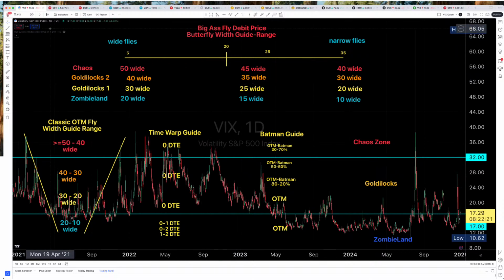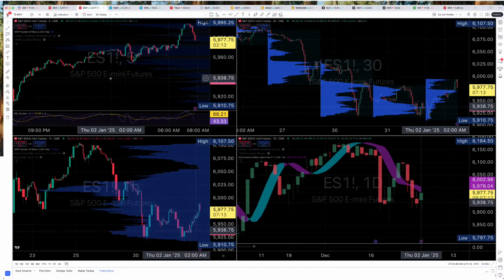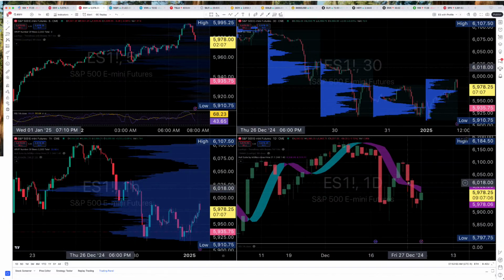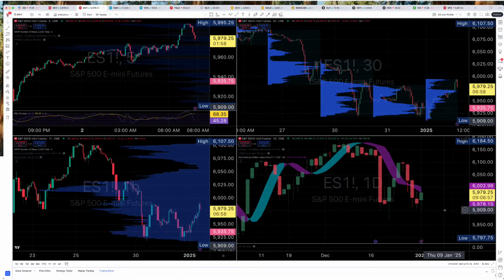So the next thing we do is we look at where the market's trending. And we can look at that on a daily chart. We can see that our moving average is sloping down and we're below that moving average. So in general, our bias is down. So we'll probably be looking at put flies out of the money.